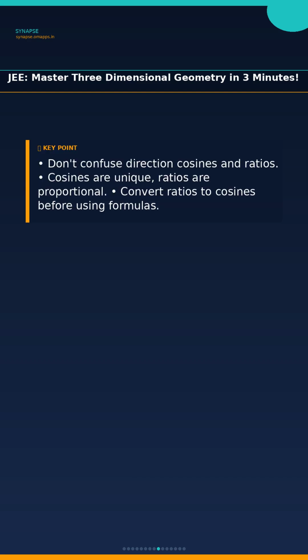Here's a key point to remember for your exam. Don't confuse direction cosines and direction ratios. Direction cosines are unique, while direction ratios are just proportional to them. Always convert direction ratios to cosines before plugging them into formulas.